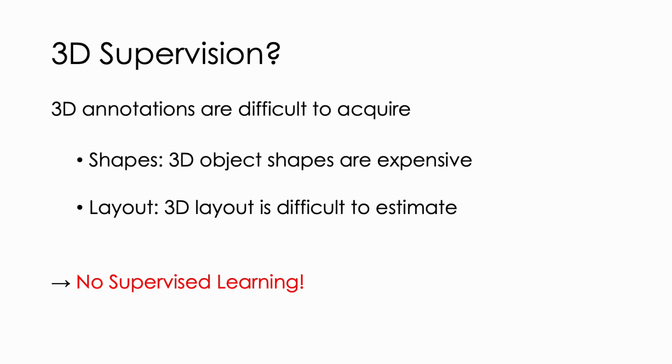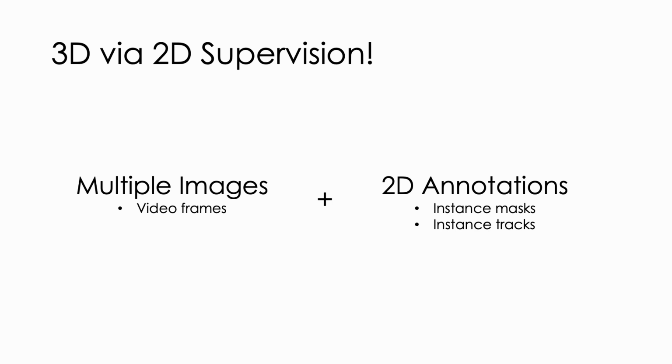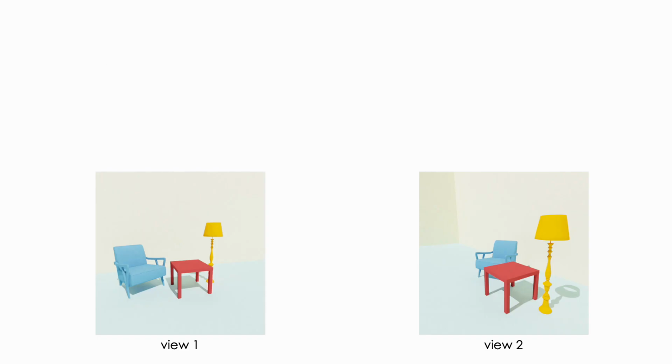Mask and Mesh R-CNN have been successful thanks to supervised learning and annotated datasets. But in the case of 3D, collecting 3D annotations is very expensive. So supervised learning does not seem like a viable path for 3D object recognition. So we propose to bypass the need for 3D supervision and leverage multiple views, for example, video frames, and also 2D object annotations, which we know are easier to collect.